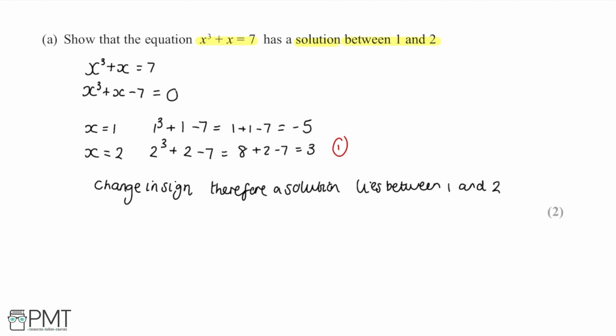And the second mark here is just for this little explanation at the end and getting out the correct values of -5 and 3. Or 2 and 10, and explaining why this shows that there's a root or a solution between 1 and 2.